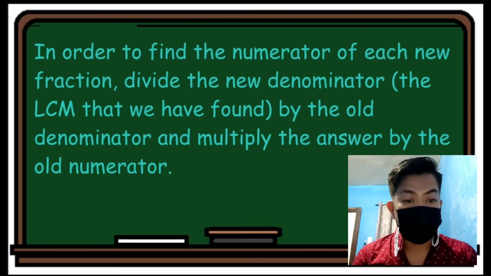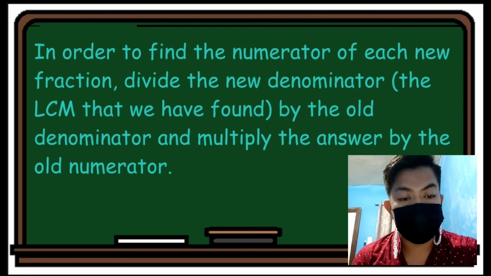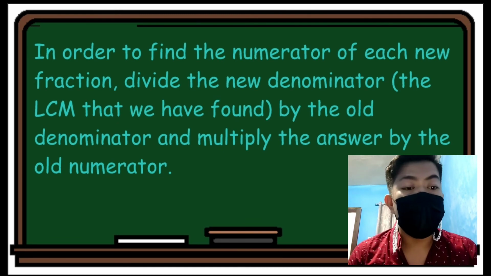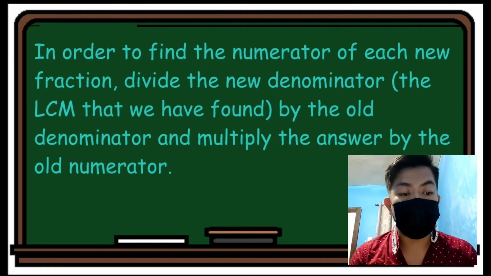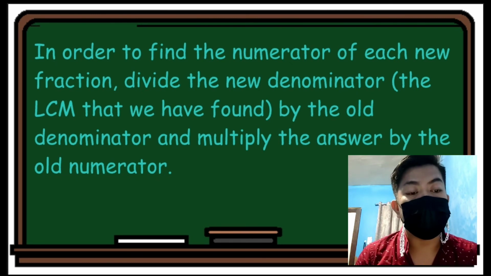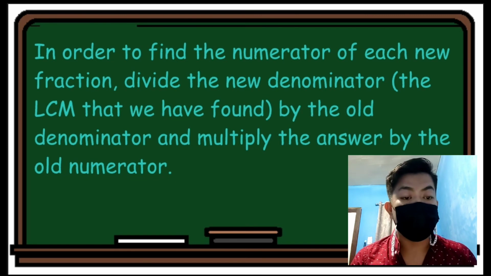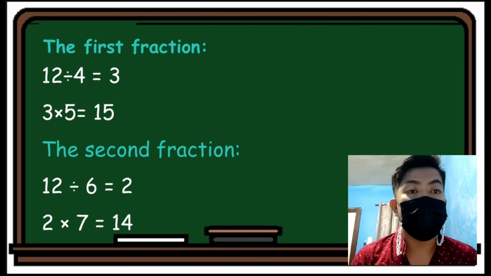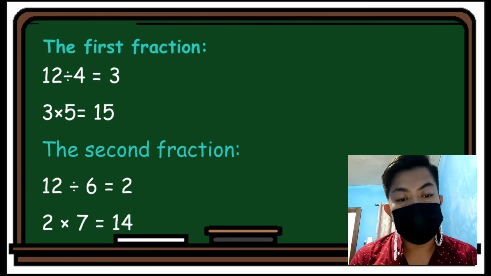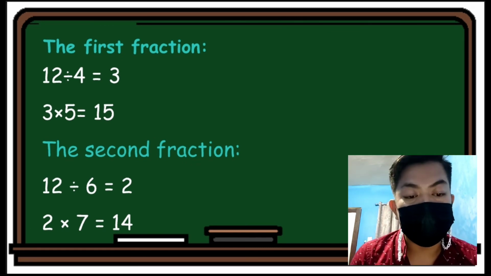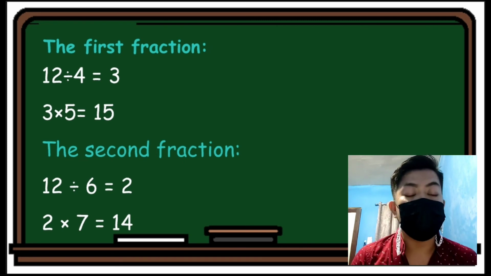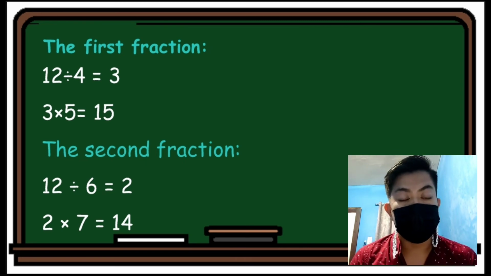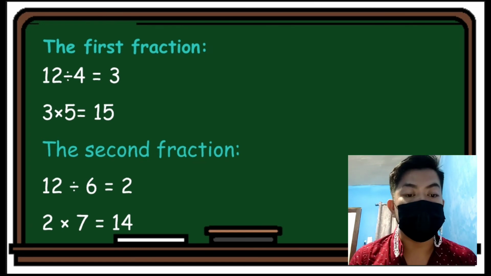In order to find the numerator of each new fraction, divide the new denominator, the LCM that we have found, by the old denominator and multiply the answer by the old numerator. So for the first fraction, 12 divided by 4 equals 3, and 3 times 5 is equal to 15. For the second fraction, 12 divided by 6 is equal to 2. Then 2 times 7 is equal to 14.